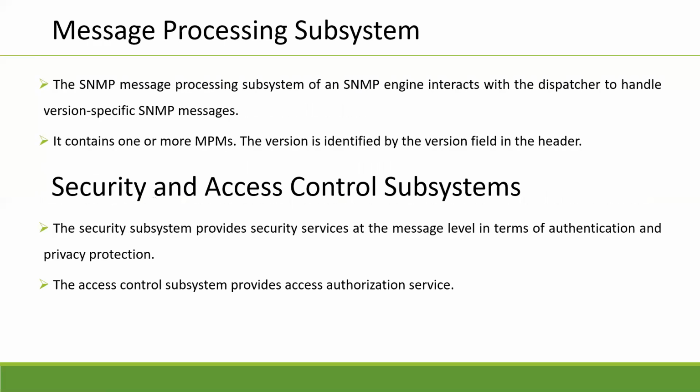Then the message processing subsystem. Like the last one, the SNMP message processing subsystem of an SNMP engine interacts with the dispatcher to handle version-specific SNMP messages. It contains one or more MPMs. The version is identified by the version field in the headers. Then the security and access control subsystem. The security subsystem provides security services at the message level in terms of authentication and privacy protection. The access control subsystem provides access authorization service.